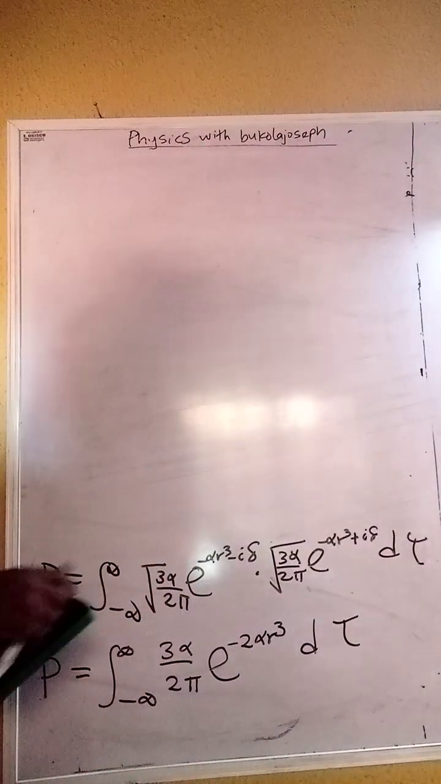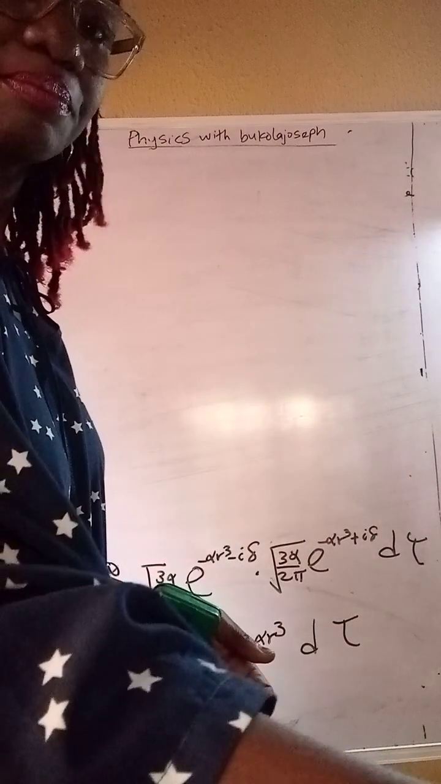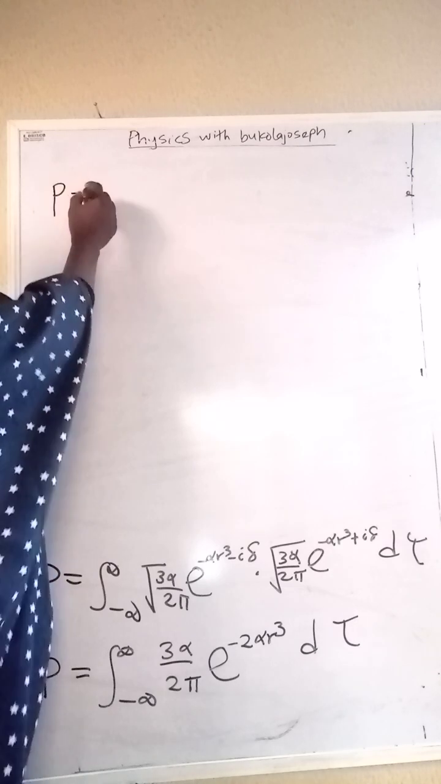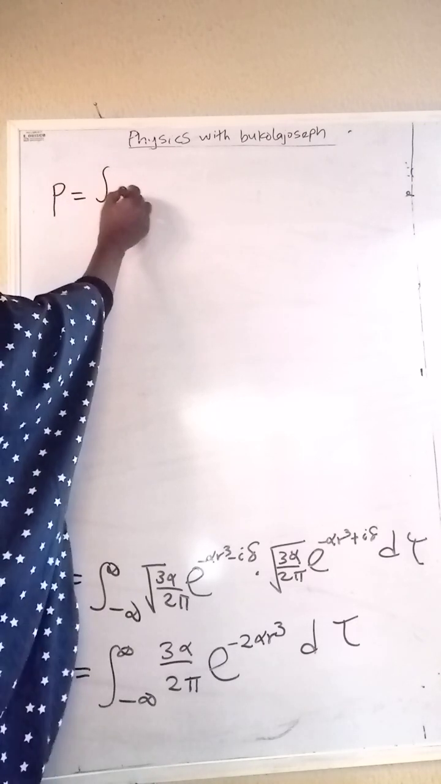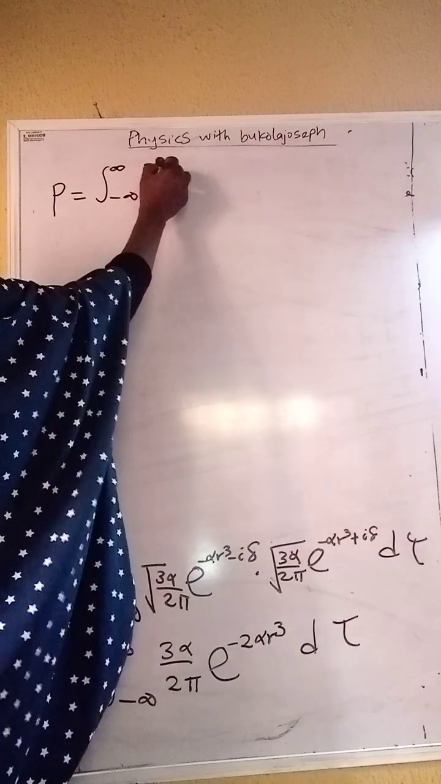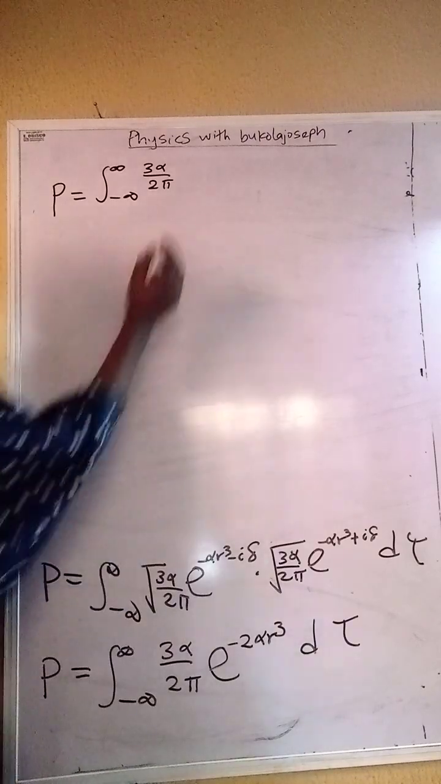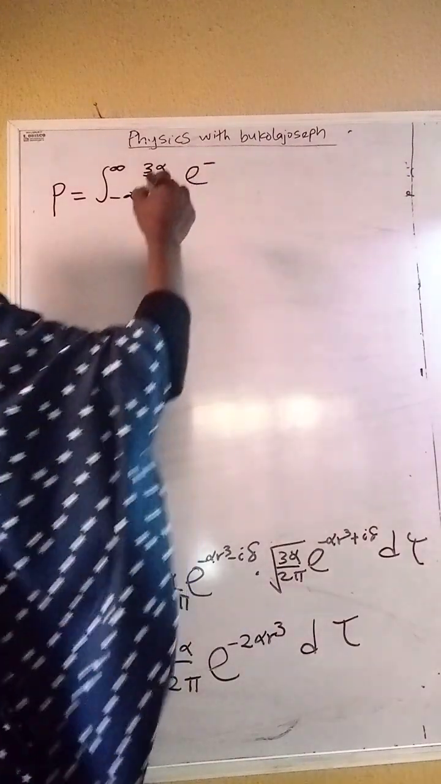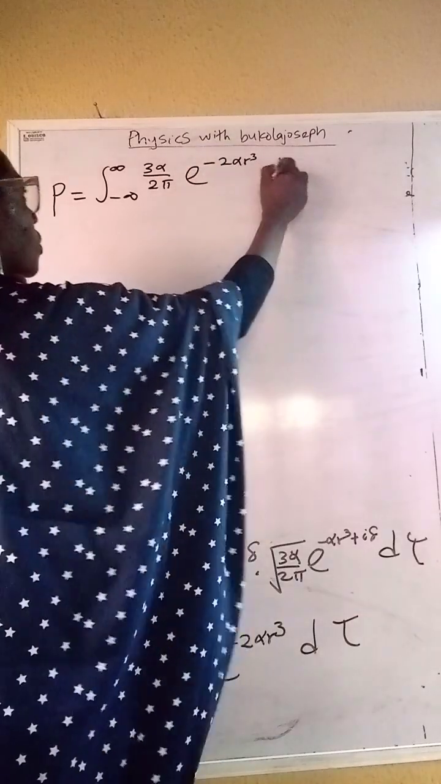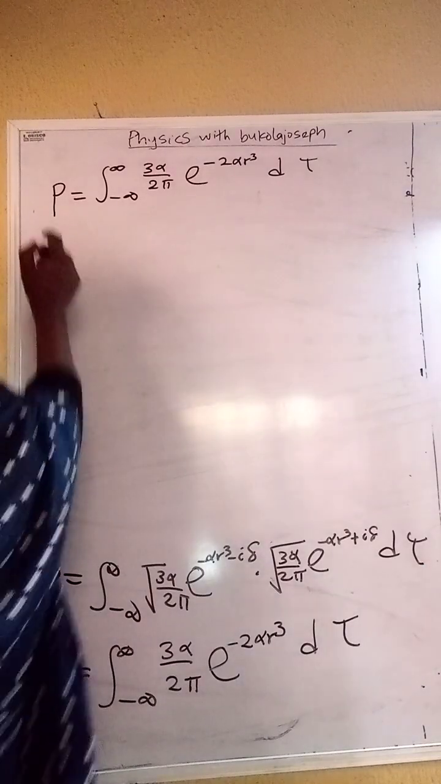Permit me to copy the last step. If I bring the last step here, we have P is equal to the integral from minus infinity to infinity of 3 alpha all over 2 pi exponential minus 2 alpha r cubed d tau. I'm just recopying what we have here. So now we can substitute d tau.